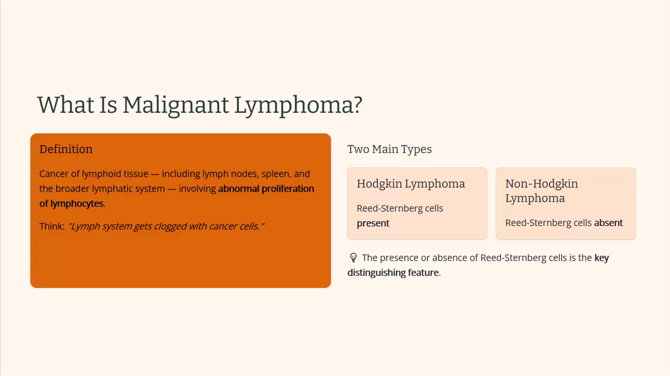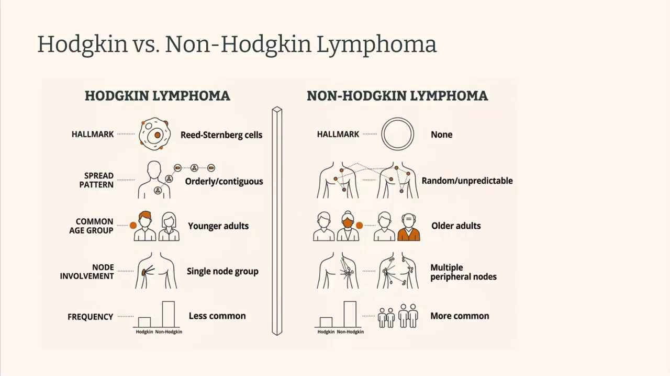The two main types of lymphoma, Hodgkin lymphoma and non-Hodgkin lymphoma, are differentiated by whether or not Reed-Sternberg cells are present. If Reed-Sternberg cells are present, the diagnosis is Hodgkin lymphoma. If Reed-Sternberg cells are absent, the diagnosis is non-Hodgkin's lymphoma.